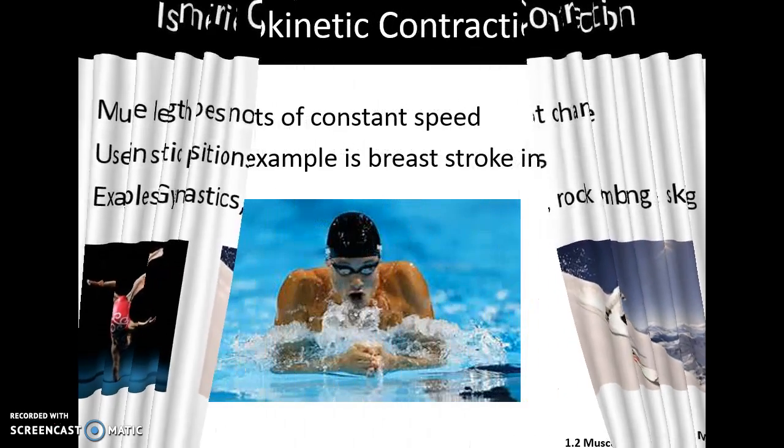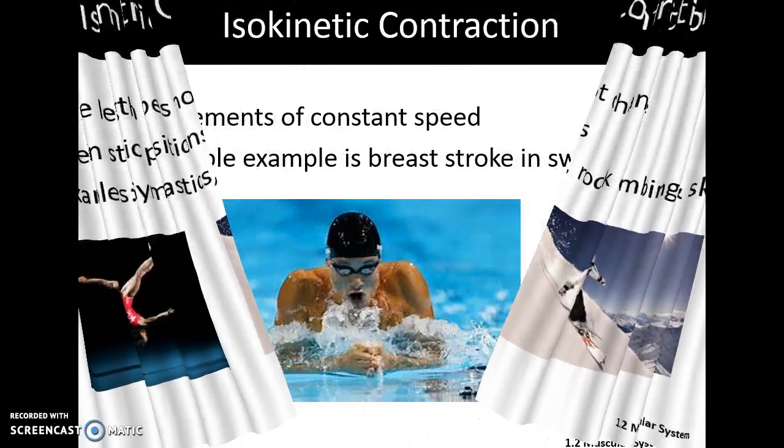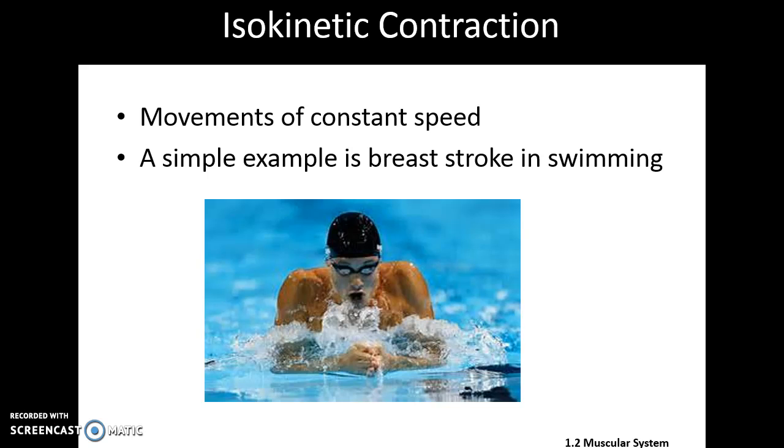And finally, we have isokinetic contractions. These are the least common and are similar to isotonic contractions in that the muscle changes length during contraction. However, it differs in that it produces contractions of constant speed. To measure this muscle contraction, a special piece of equipment called an isokinetic dynamometer is required. Isokinetic movements are a lot more rare.